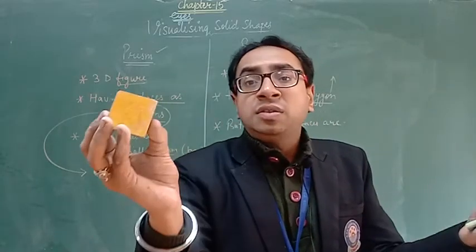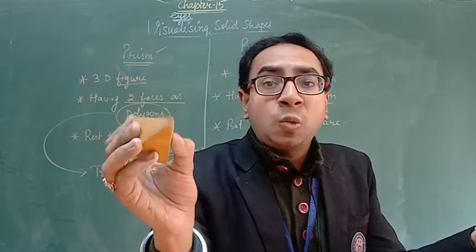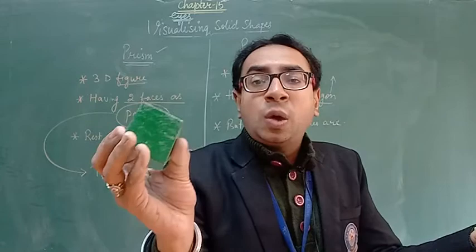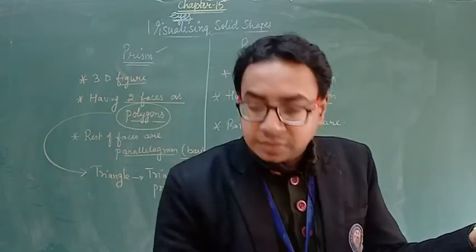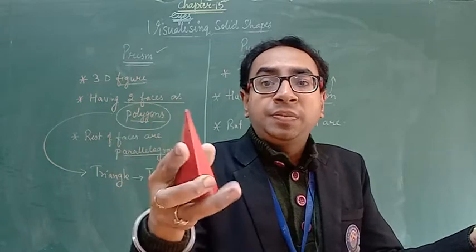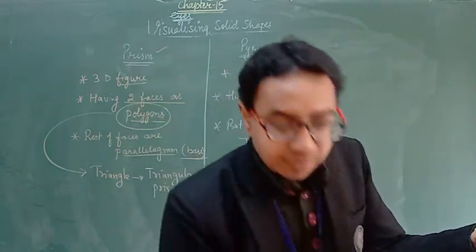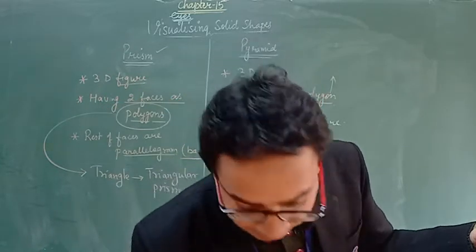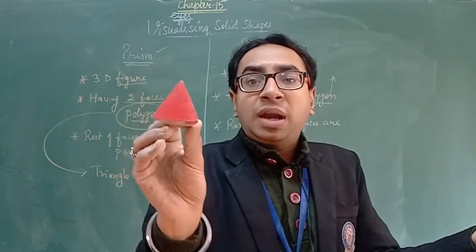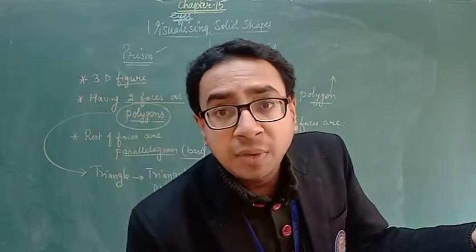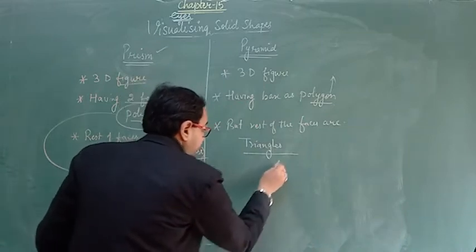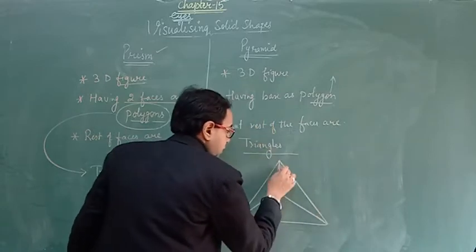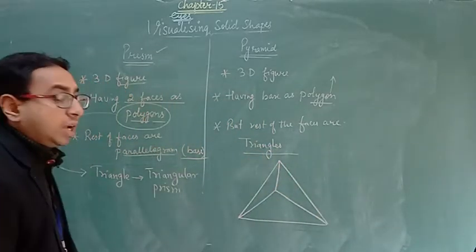For example, this is called square pyramid because base is square in shape. This is hexagonal pyramid. Pentagonal pyramid because base is pentagon in shape. Triangular pyramid, the smallest one. How do we draw it? Just observe. One triangle. Inside that, another triangle. Join this. This is an example of triangular pyramid.